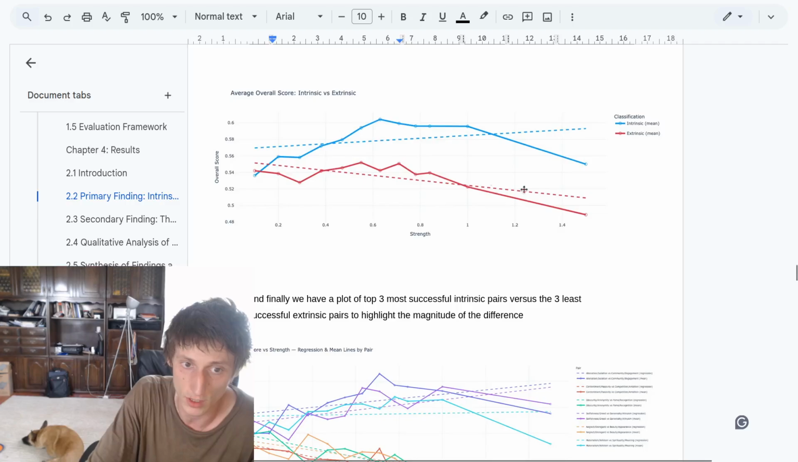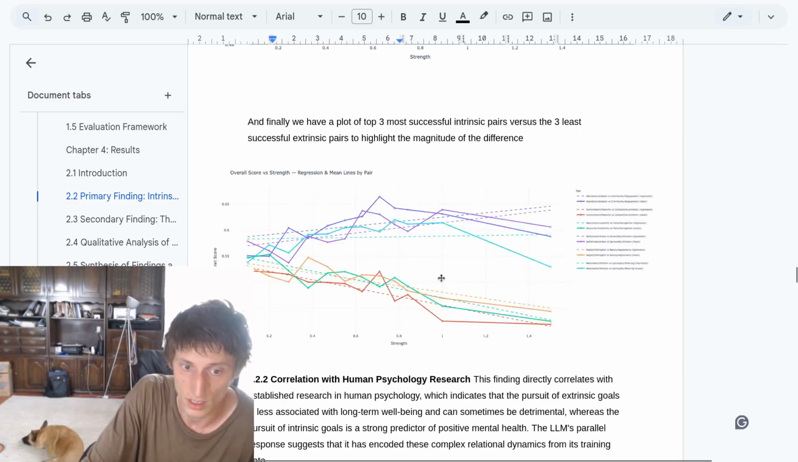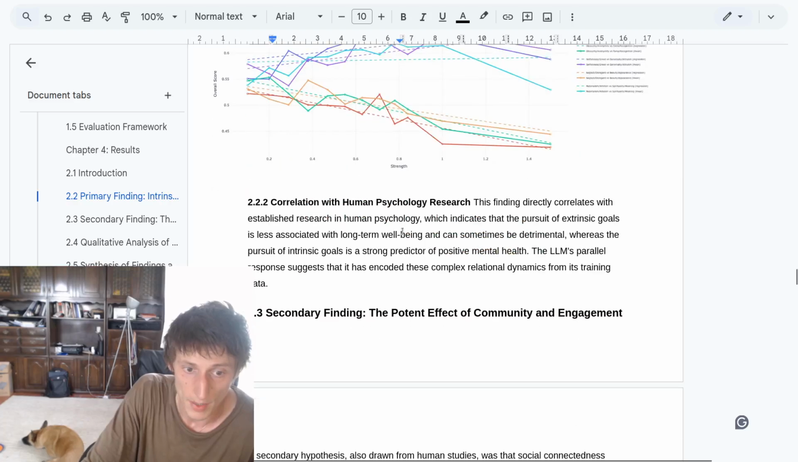So with the regression lines, and these are some of the top performing versus worst performing pairs. So we can see the distance here.